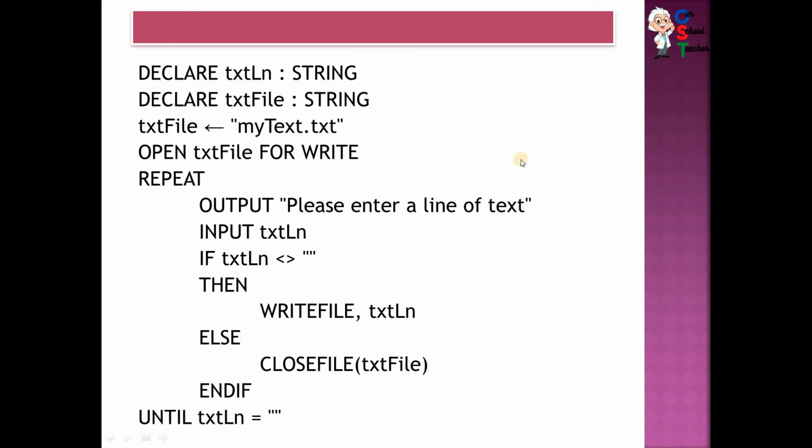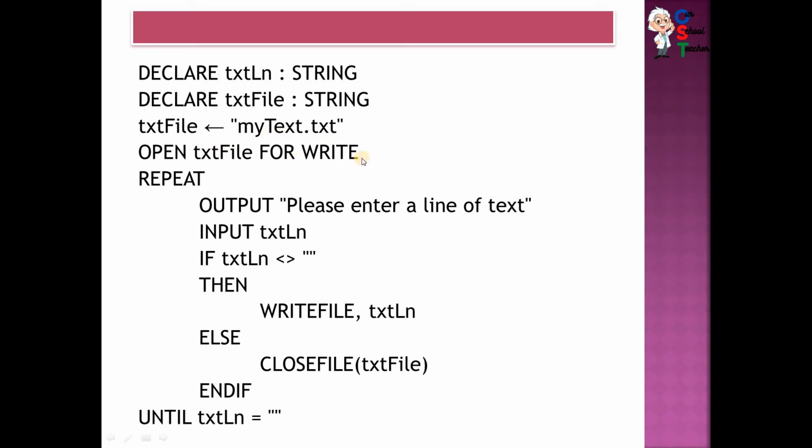So let's see an example, which is from your book. You can see declare TextLine string, declare TextFile string. These two variables have been declared. And then this is the text file, MyText.txt, which has been assigned to the variable TextFile. This is the file handler.